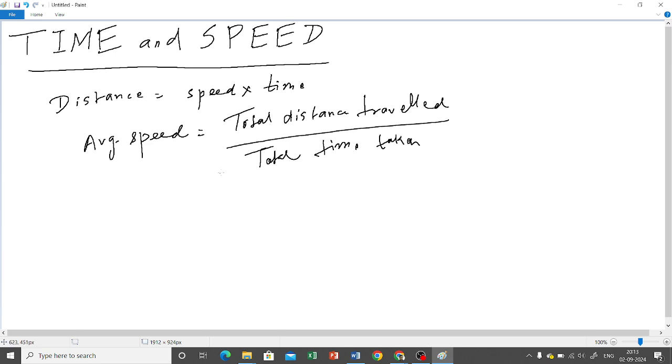Now this is good as long as the distance is given and the time is given, right? But what if the speeds are given? Say for example, there is a train.